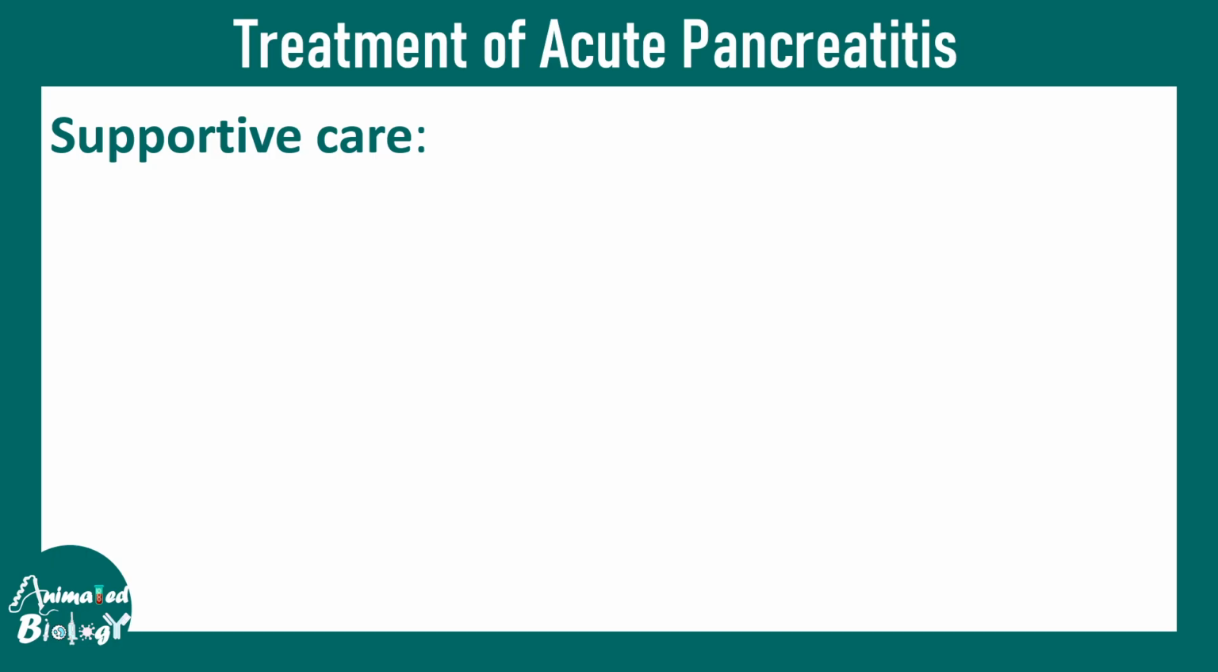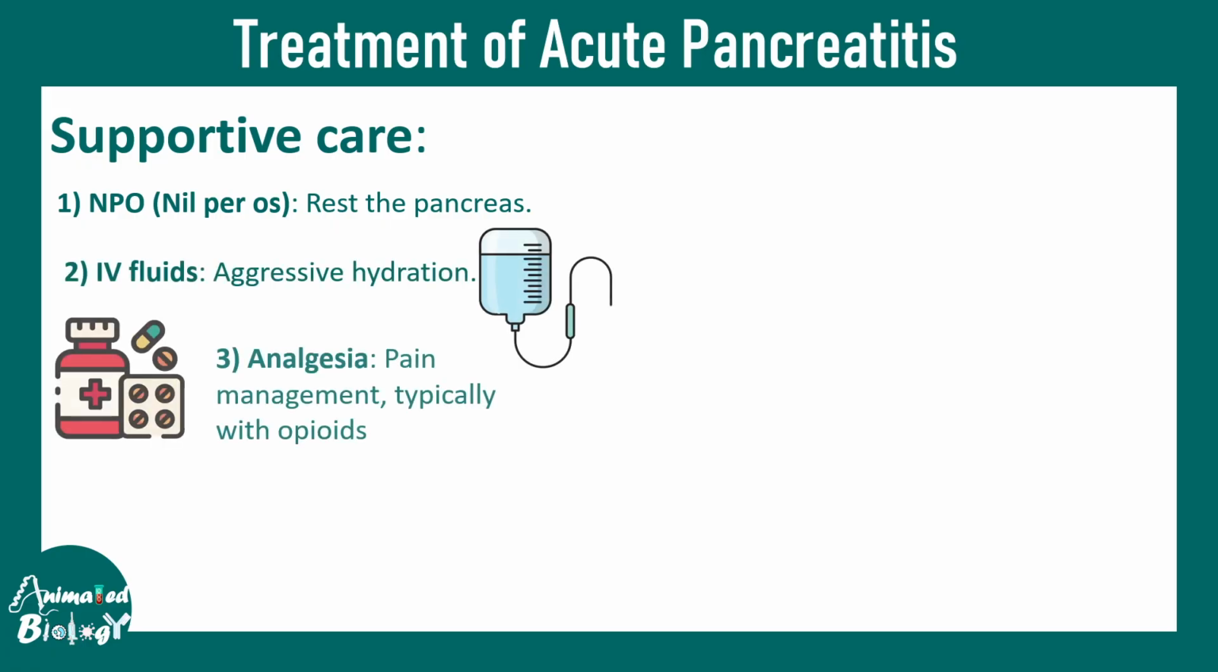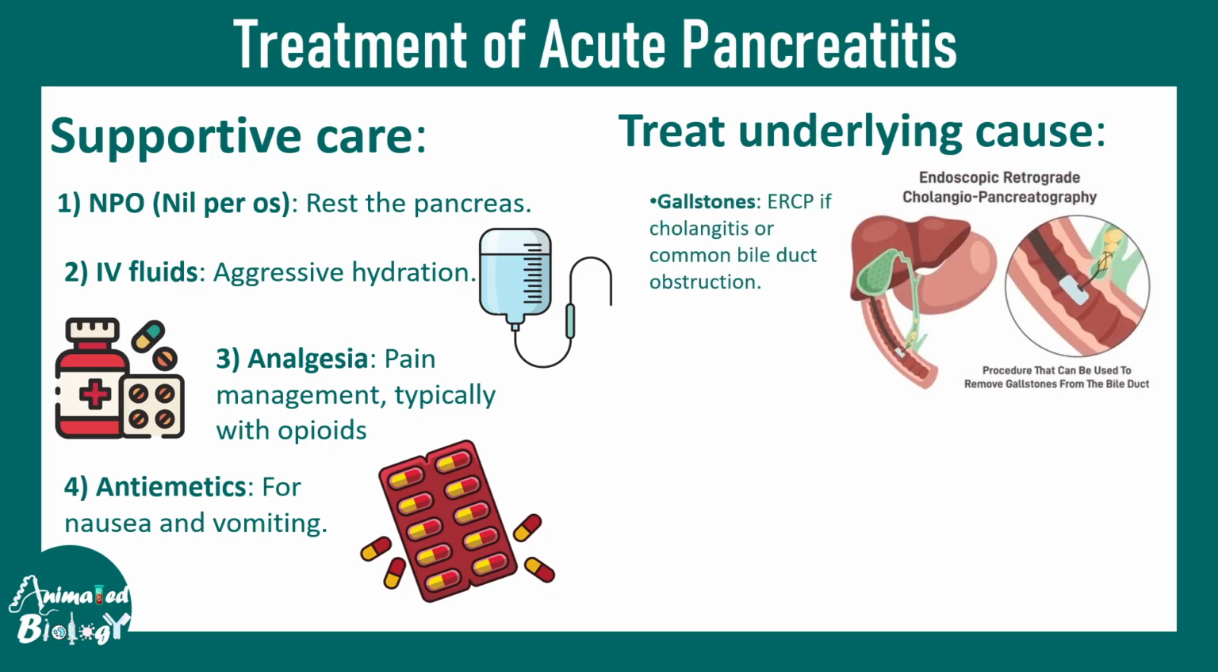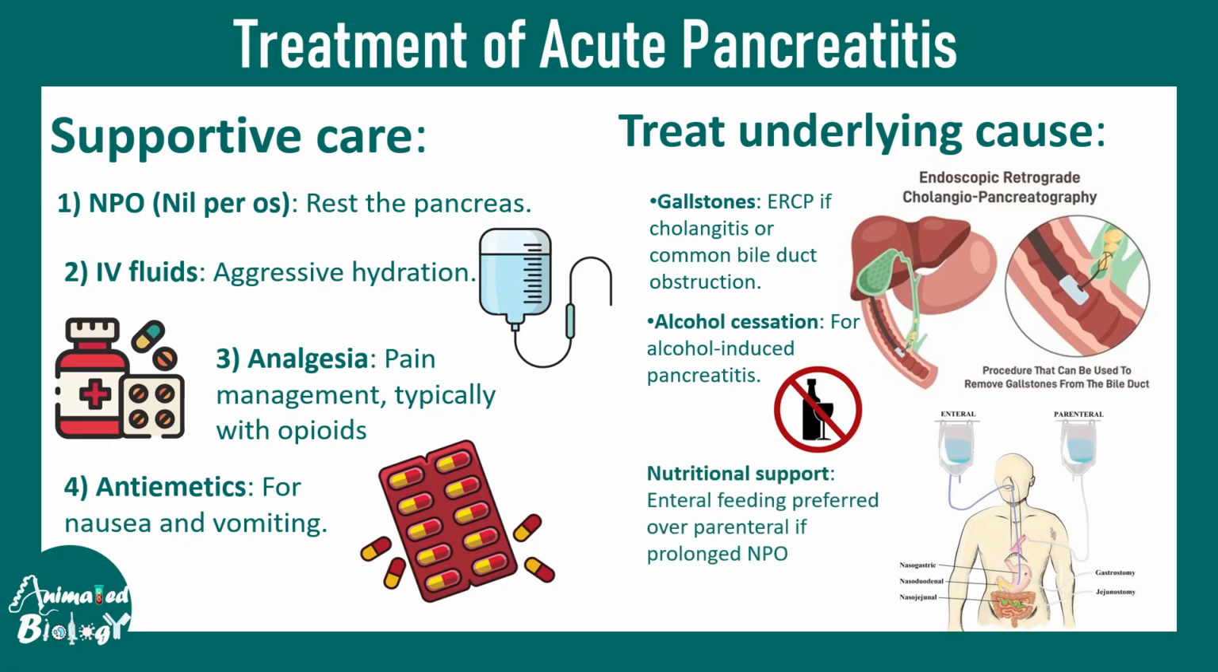So what is the treatment of acute and chronic pancreatitis? Basically, supportive care, IV fluid for hydration, aggressive hydration is required, analgesia, basically pain management, then antiemetics, and the underlying cause has to be treated. In many cases, acute pancreatitis is happening due to gallstones, so that has to be removed. Alcohol and cigarette smoking should be totally prevented, and nutritional support should be provided.